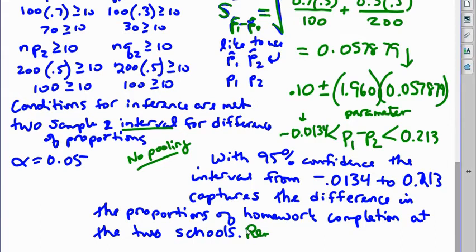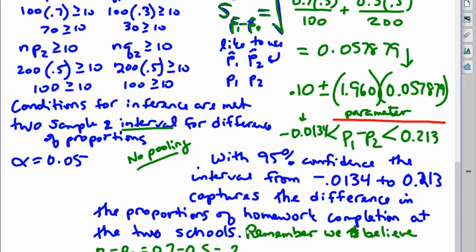But just remember, I guess I'll write this in green. Remember, we thought, or we believe P sub 1 minus P sub 2. We believe, based on the parameter, it's going to be 0.7 minus 0.5. So we believe that it's 0.2. So now when I look at their report, when I look at this right here, where would 0.2 fall? It would fall within this window.